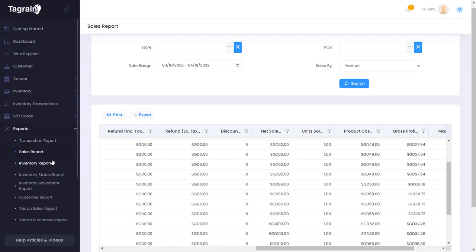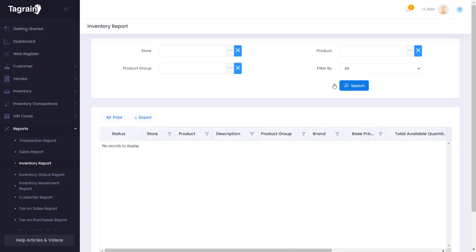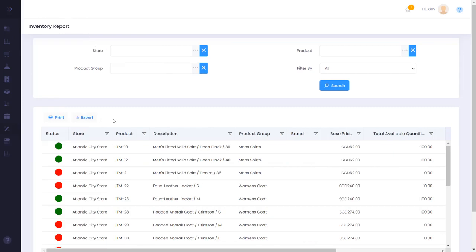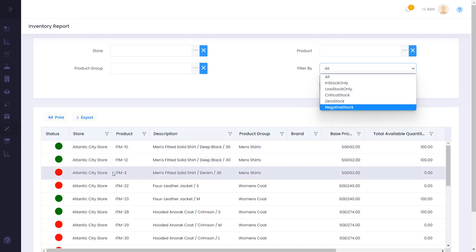There are 3 inventory-related reports: inventory report, inventory status report, and inventory movement report. Inventory report. The report gives a detailed stock status of all products across the stores. The report can be filtered to display products which are in stock, low on stock, at critical stock level, or zero stock, and in a rare case, negative stock. Products which have a zero stock level are indicated by a red dot.